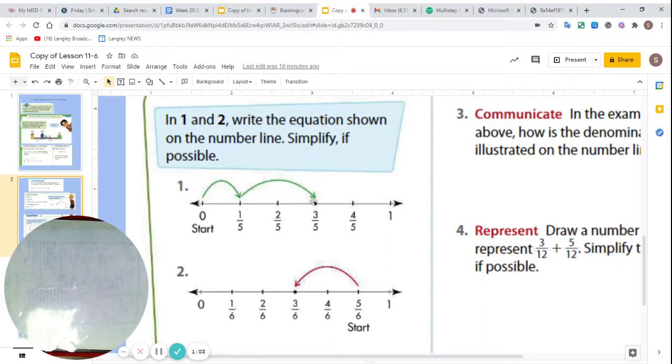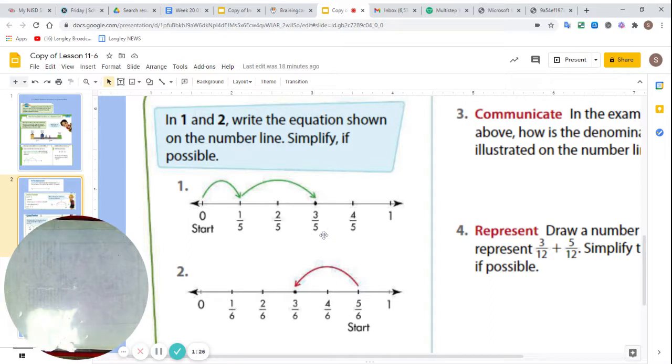On number 1 here on this number line, we have these 2 green arrows that are going forward, right? So what operation do we think that is? Would that be adding, subtracting, multiplying, or dividing? If you said adding, you're correct. These green arrows and the direction that they're pointing mean that we are adding here. So we are going to have to write an addition equation for this number line. Let's start with that one.